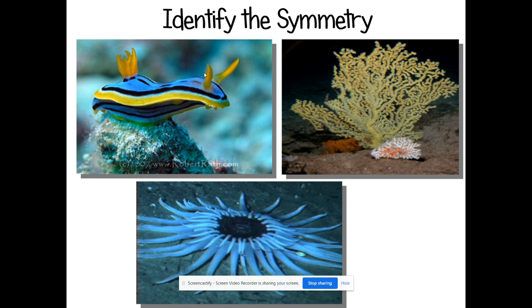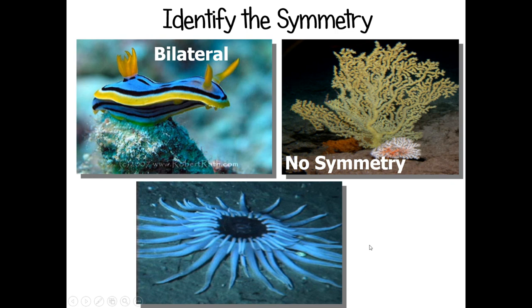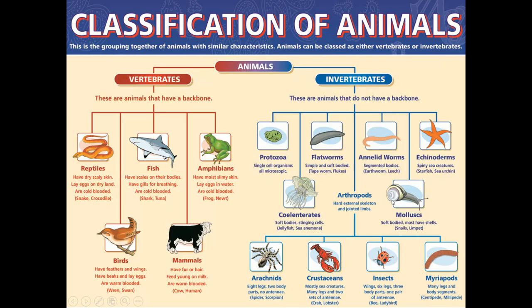All right, I have some pictures here, so maybe guess the symmetry before I put the answer up. This is a sea slug. He's bilateral. You could draw a line from top to bottom, and you're going to see he's got matching sides on both. Sea fan, asymmetrical, no symmetry. This is a really funky looking starfish. That's a real animal, by the way. They're crazy looking. Radial. Okay.